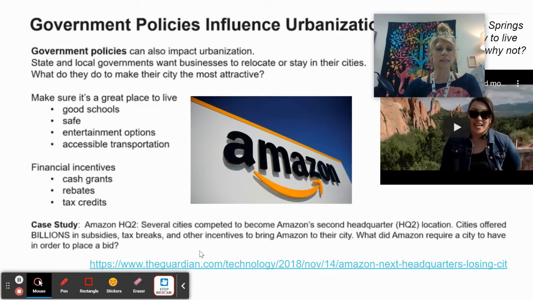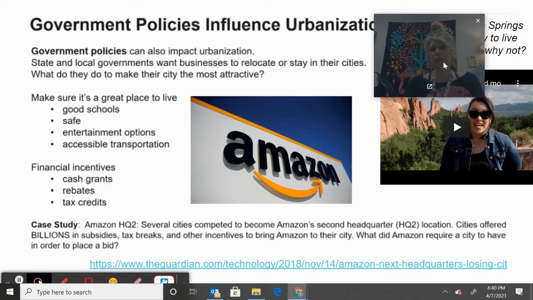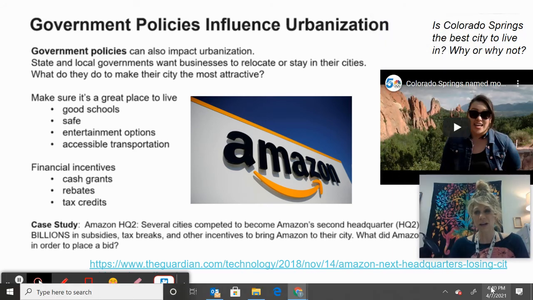And then last is government policies. Also, decisions governments make have something to do with how successful a city can be. So what we mentioned here is you want to live in a good place. We have a lot of people wanting to move to Colorado, because they might come here on vacation and they like all the features here and how outdoorsy it is. And if we have communities with good, safe schools and entertainment options.